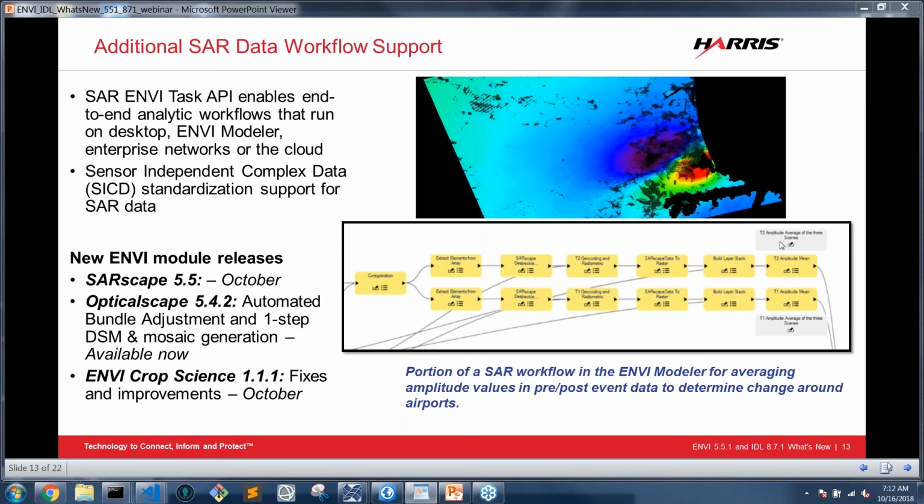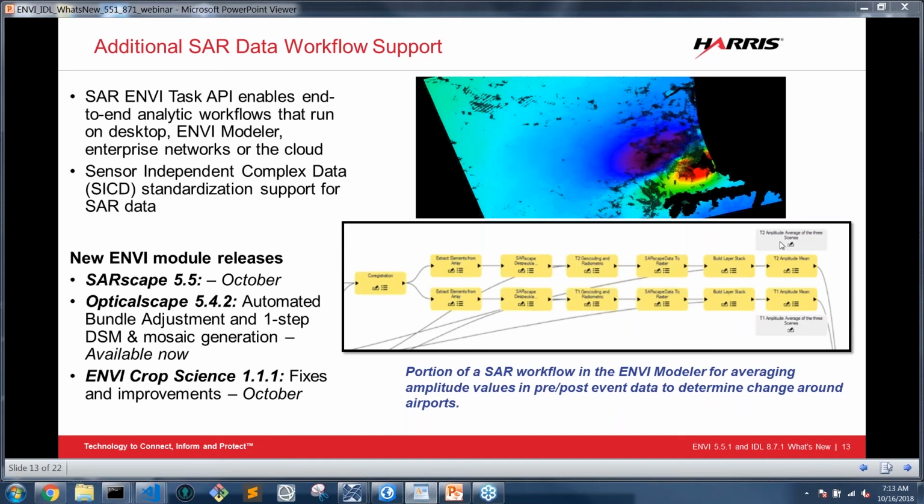And OpticalScape 5.4.2 is really now available, and it has some additional new features. Really what that's all about is it combines optical processing with SAR processing as well. And you can even fuse those data types. And it's available for both UAV, drone type data, as well as spaceborne data.